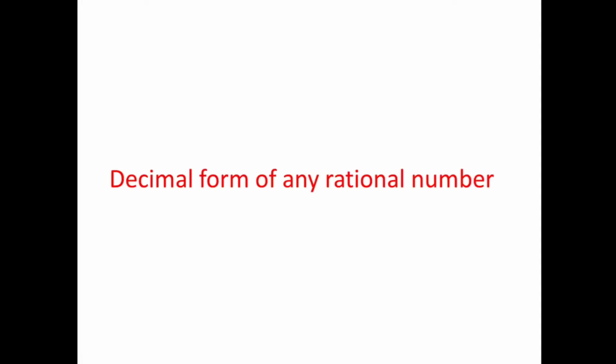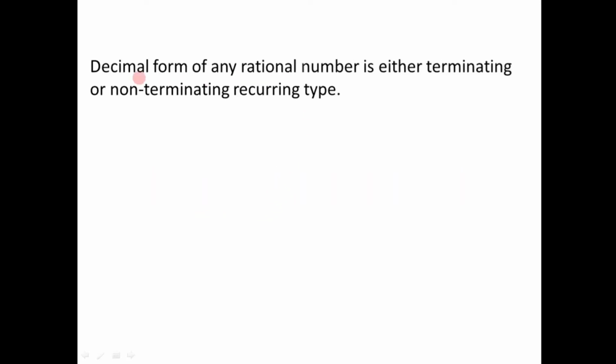Hello students, today let us learn one concept of decimal form of a rational number. Before this, we have studied that any rational number can be expressed in the form of numerator and denominator. The question arises here: can we express a rational number in decimal form? Let us learn today. The decimal form of any rational number is either terminating or non-terminating recurring type. So here we must understand what this concept of terminating and non-terminating recurring type is.